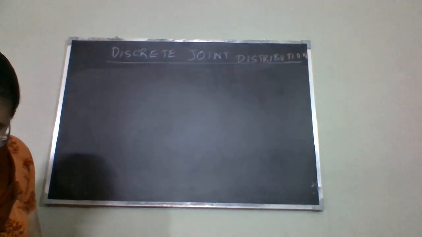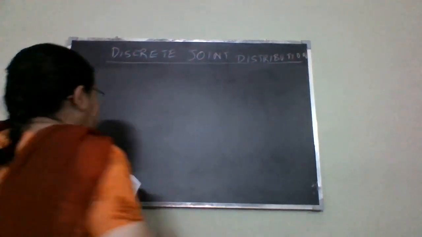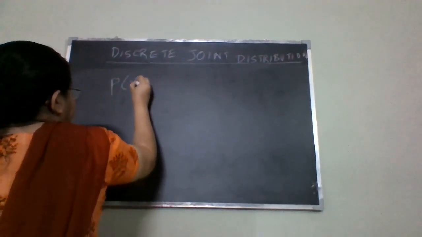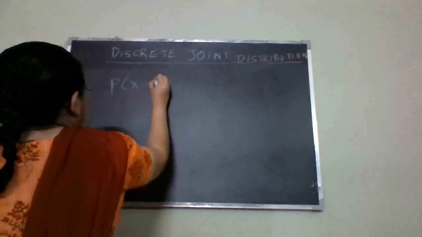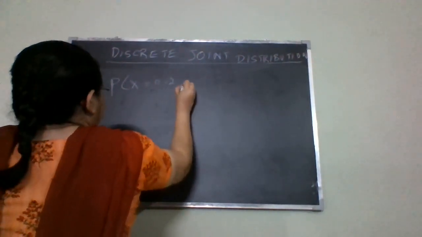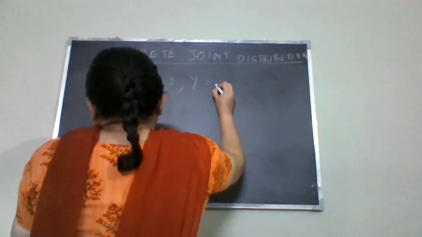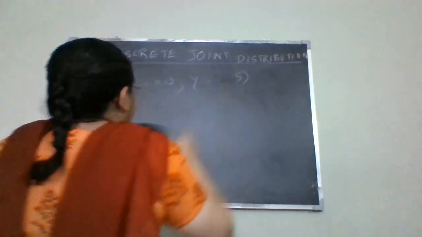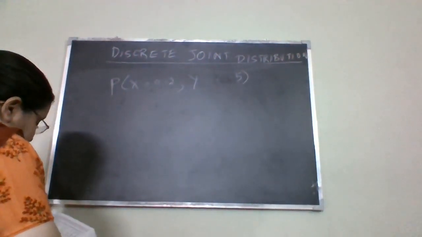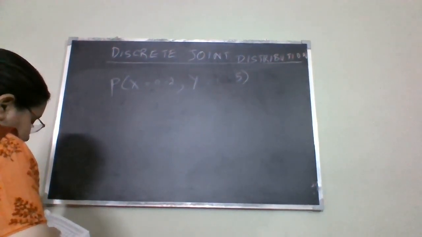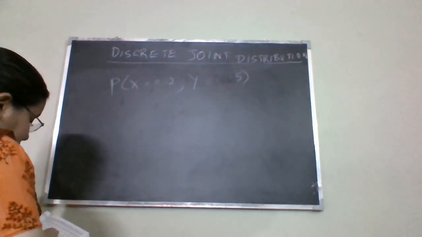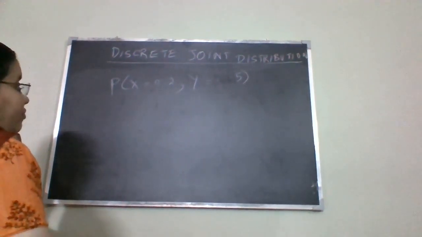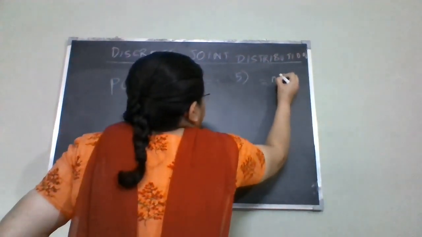Say P of capital X equal to 0.2, comma, Y equal to 5. Which row and column am I going to look at? See the row where X's value is 0.2, and the third column where Y's value is 5. What is the entry over there? It is 0.35.